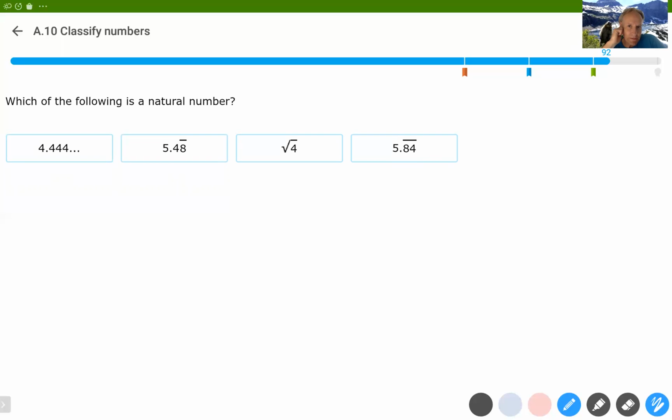Which of the following is a natural number? The square root of 4 is 2. Now that one is rational, and that one is rational, and that one is rational, but none of them are natural. The only natural number is the square root of 4.